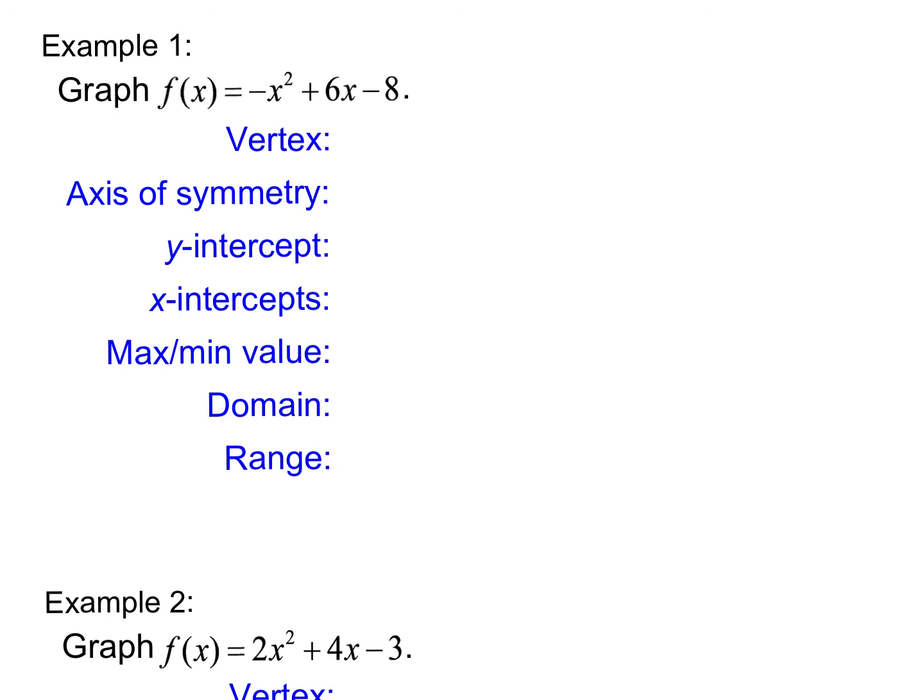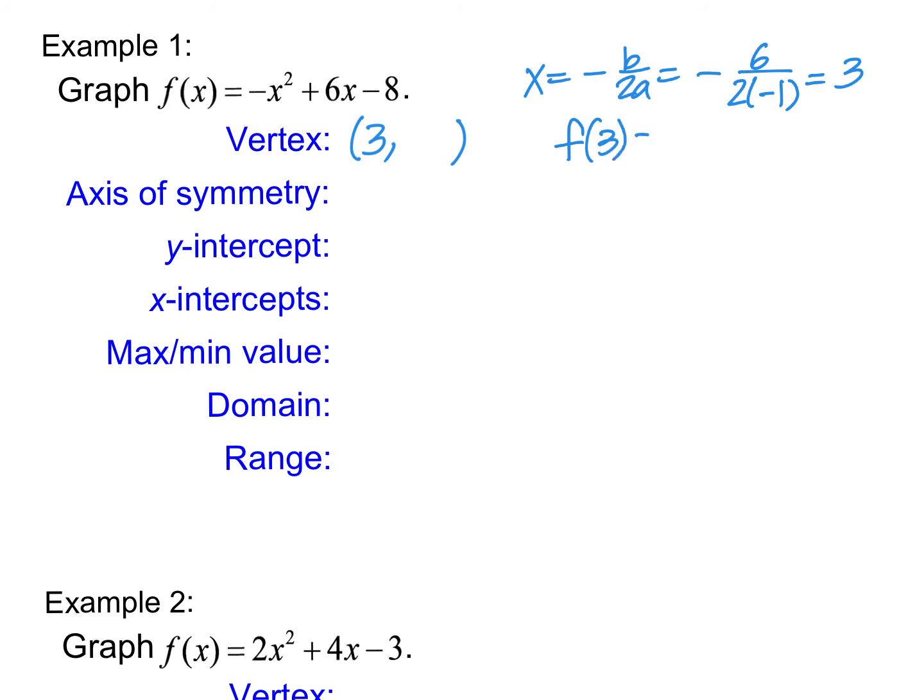So let's begin. First, to find the vertex, on the side I'm going to do some of my scratch work. First, I need negative b over 2a, because we know that that's how we find the vertex. The b value here is 6, and the a value here is negative 1. So you have negative 6 over negative 2, which is positive 3. So the vertex is at 3 comma something. And to figure out what the y-coordinate is, I need to insert 3 in for x. I need to calculate f of 3. So I'm going to calculate f of 3 over here on the side, and I get 1. So the vertex is at 3 comma 1.